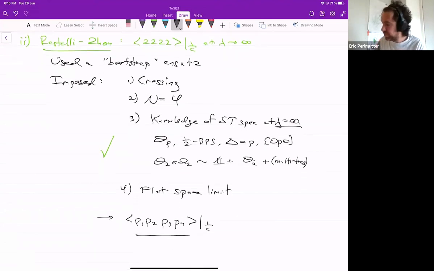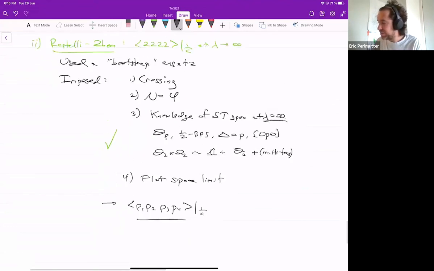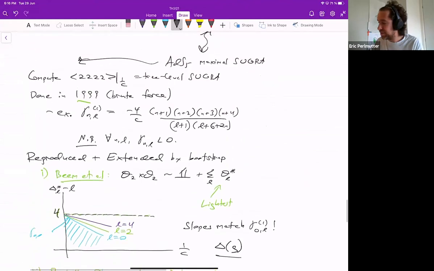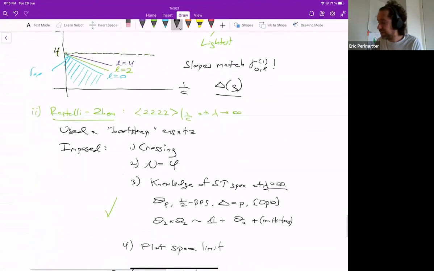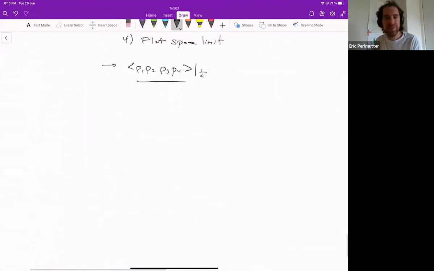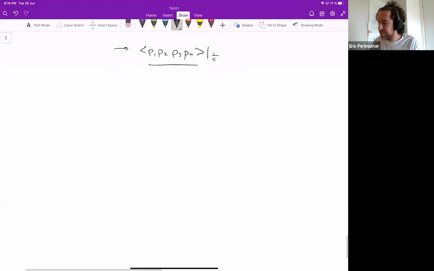Okay, so we're out of time, but I hope to have conveyed what the Bootstrap could do, at least in part, in allowing you to not have to compute Witten diagrams every time you want to learn something about a strongly coupled CFT. There is, of course, more to say, and I will say it, but tomorrow.